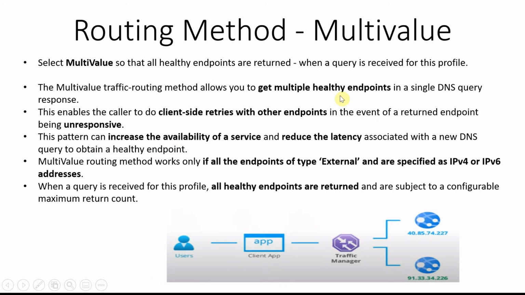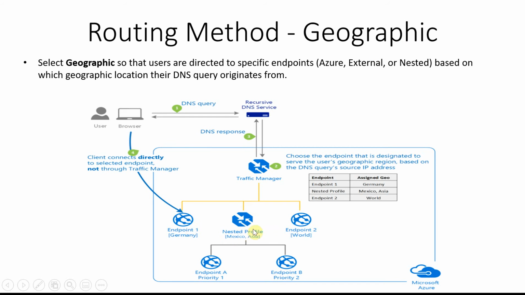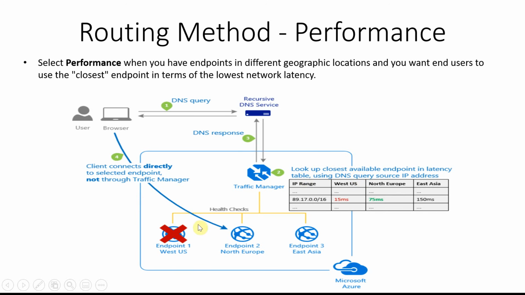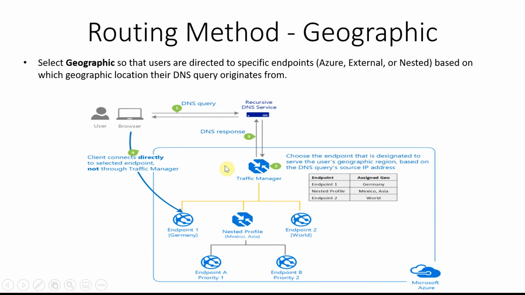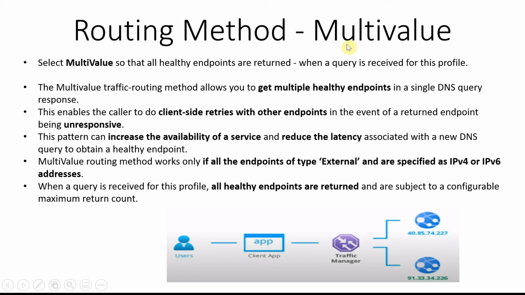Right. And then the next one is multi-value. With multi-value, let's say you have multiple endpoints, it will return all the healthy endpoints. And now the client has to make a choice. That is why it is multi-value. It will not return one. In all these other cases, it is returning only one IP address, the one whose rule is satisfied. But in the multi-value case, it will return many. That is the only difference.